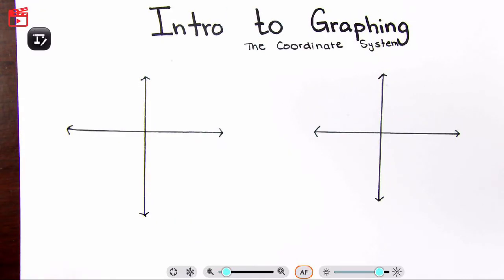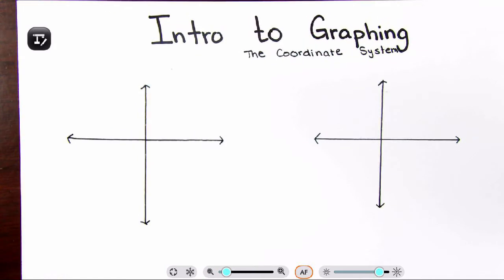Beautiful people, and welcome. In this video, we are discussing graphing on the coordinate system. This is going to be an introductory video, and I'm going to try to keep it super short. We're just going to go over the basics of graphing on the coordinate system, and then we get to do some practice in class.